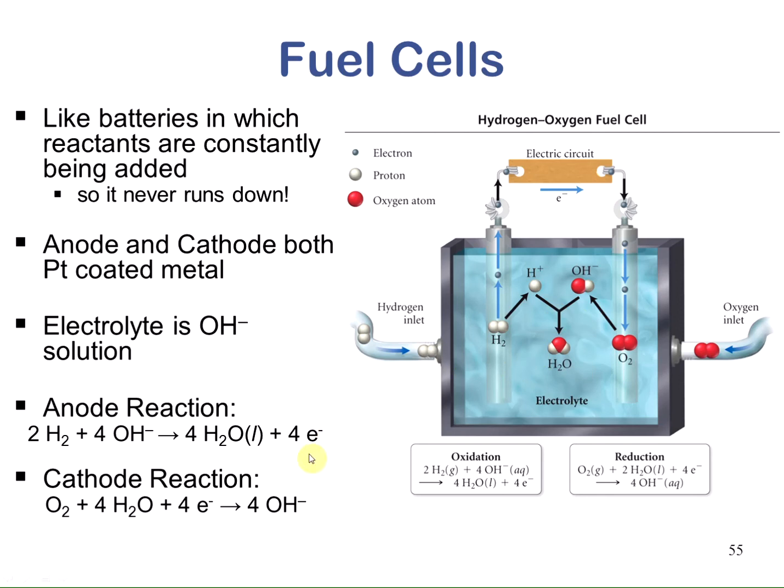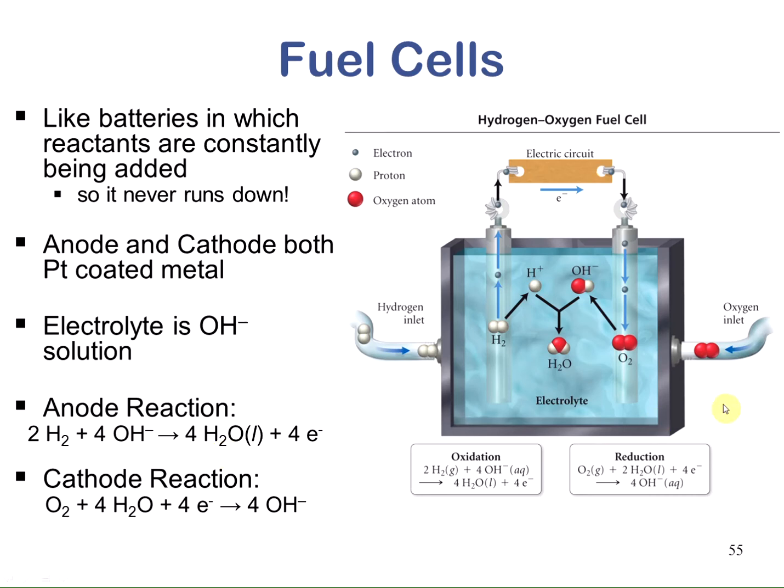And at the anode, you have hydrogen. So here is the hydrogen inlet. You're importing the hydrogen here, so that's H2. It combines with the hydroxides, and that makes water. So the hydrogen goes from a 0 oxidation state to a +1. So at the anode is oxidation, the hydrogen is oxidized.